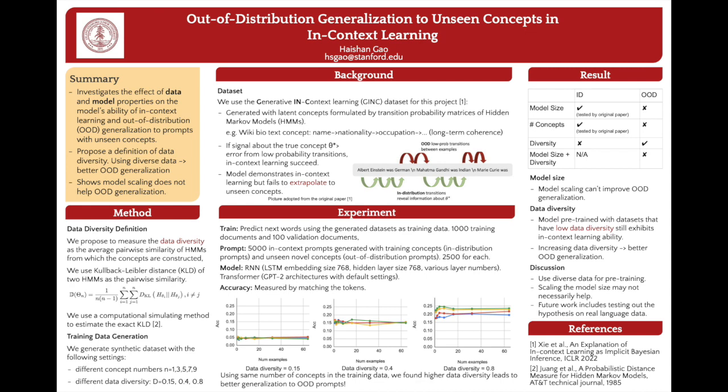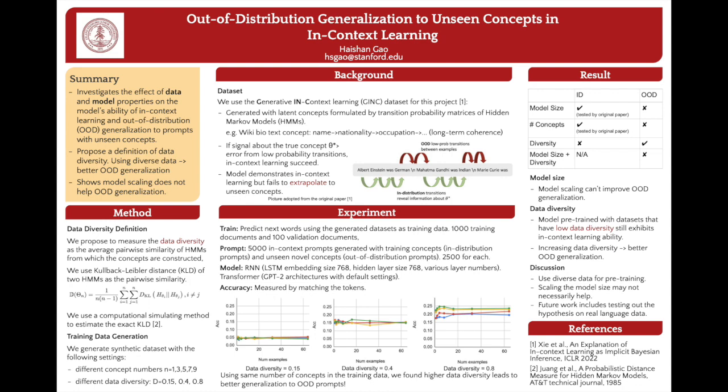The paper proposes that when the difference between the true concept and any other concepts is greater than the error from the low probability transitions, in-context learning happens. It also shows that the model fails to extrapolate to novel concepts. Our work is interested in exploring what could enable the ability to extrapolate, and our hypothesis is that by training with more diverse data, the model could have better ability to extrapolate.